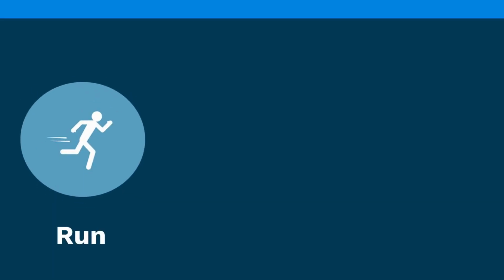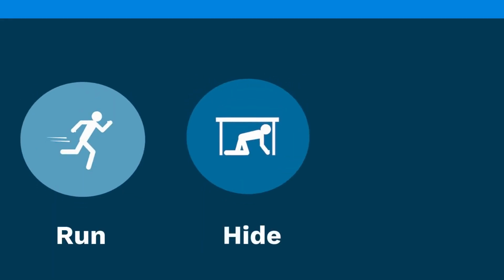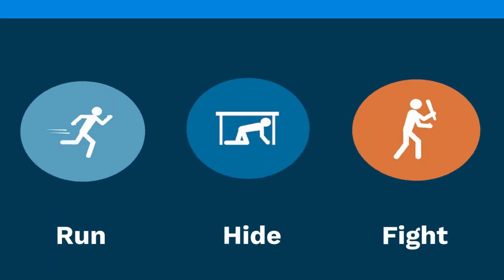So you've identified that there's an active shooter. There are three simple things you can do. You can run, you can hide, or you can fight. Let's take these one at a time. Running is your best option. You identify the sound of gunfire and you run away, keeping in mind to help people as you go. They may need assistance getting out.